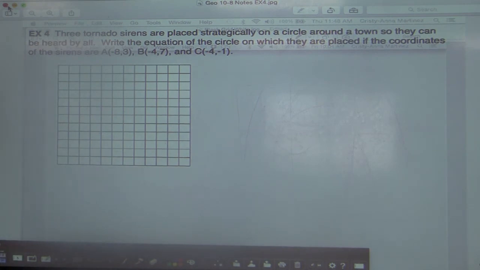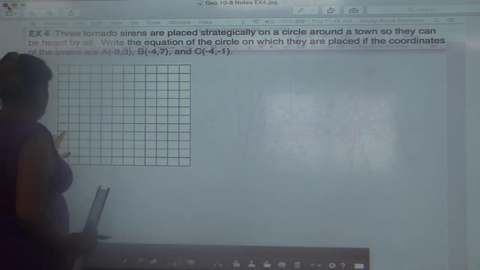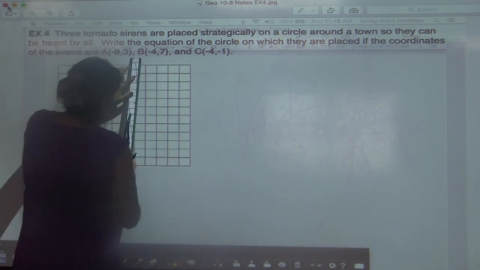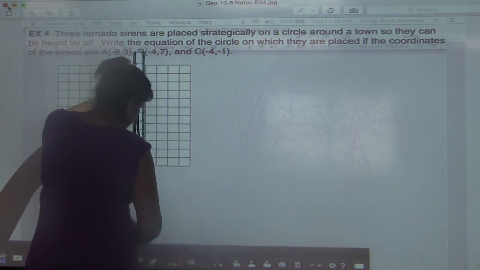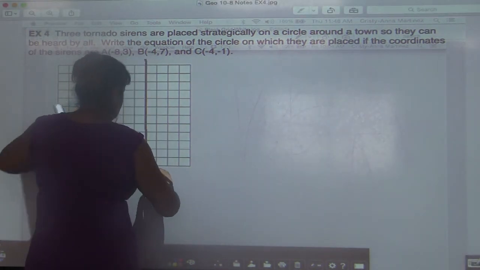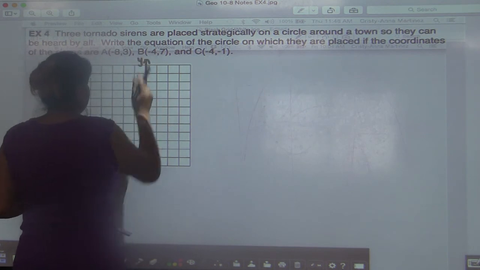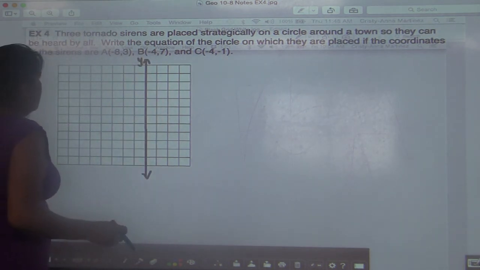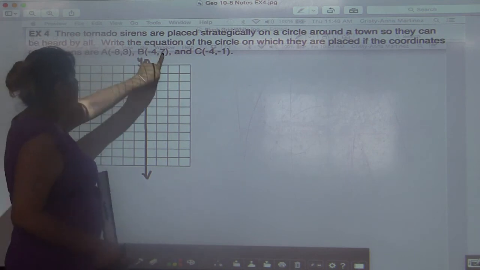So the first thing you want to do is basically get a triangle going with these 3 points. So we're going to go all the way to -8. So here's 1, 2, 3, 4, 5, 6, 7, 8. So we would go right about here and put our y-axis in, like so.